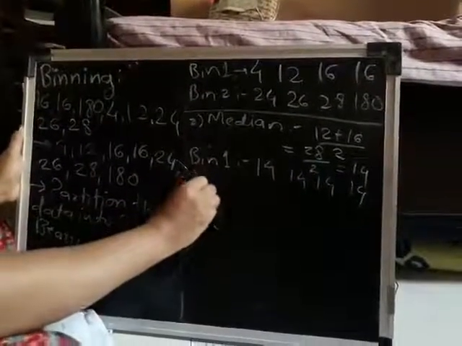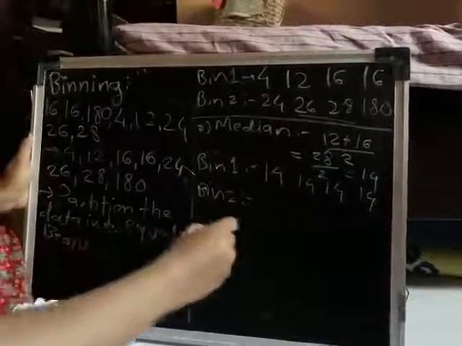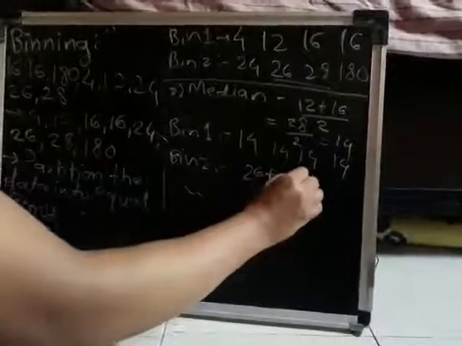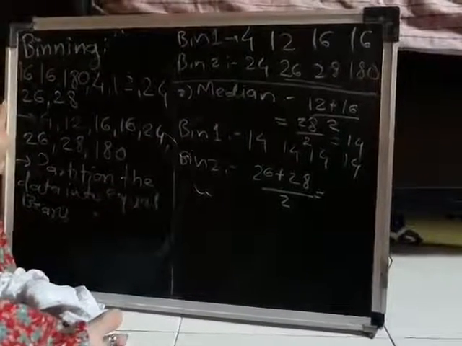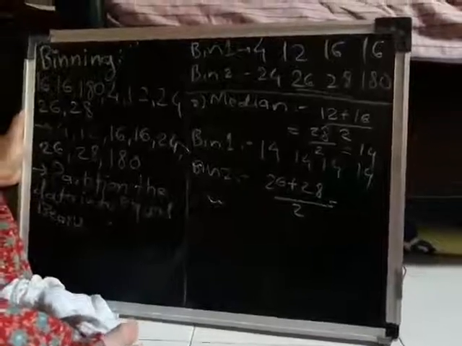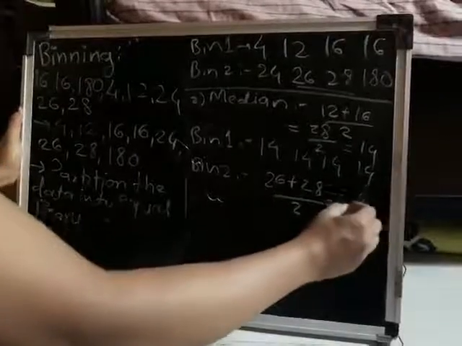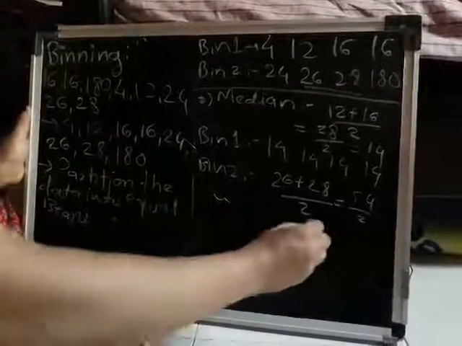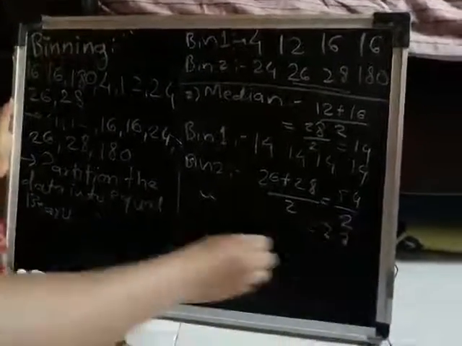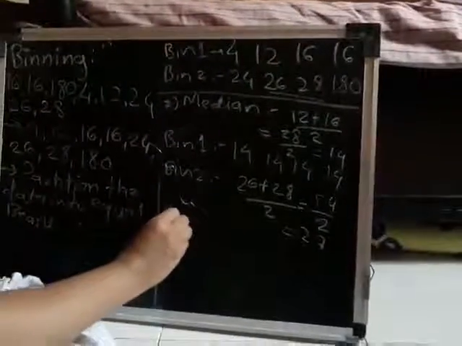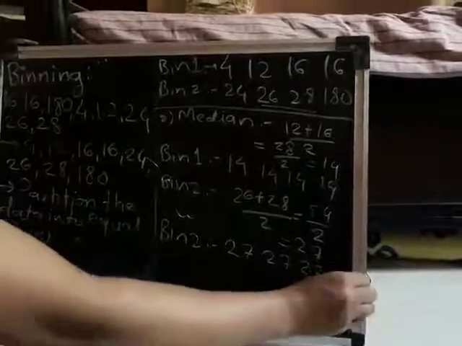Same way for bin 2. Middlemost elements are 26 plus 28 divided by 2. So what will be the output? 54 is there, so the answer is 27. So replace all the values by 27. So what will be the output? 27, 27, 27 and 27. So this is what the median is.